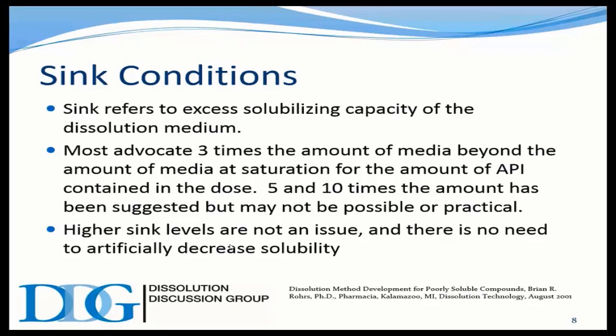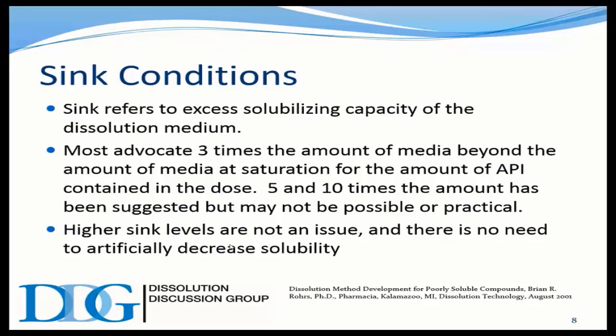When we look at sink conditions, there's an important aspect: if we approach saturation, in other words, if a drug is saturated in a 900 mL volume of the label claim of that drug, we have to do something to increase the solubility to a point where we should be about 3 times beyond the point of saturation for that API. And again, this is usually the maximum amount of the active pharmaceutical ingredient that's contained in that dose.